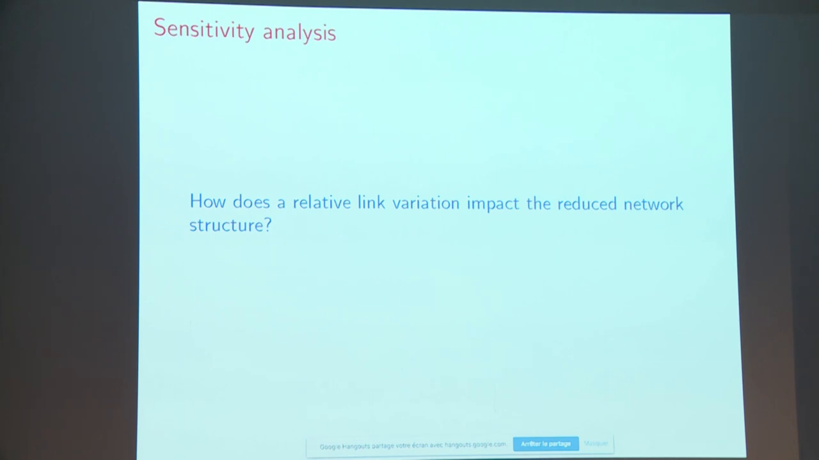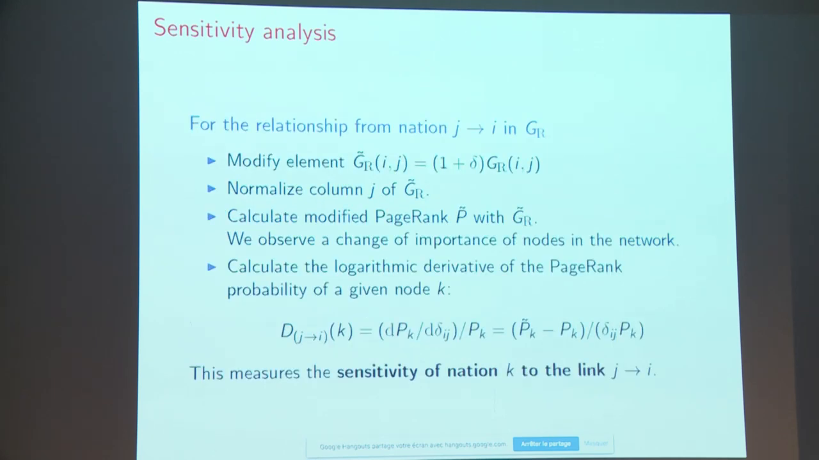So we have developed a sensitivity analysis on this reduced network and on the reduced Google matrix. From that, we look at what happens if there is a local change on a given relationship. For instance, I take the relationship between nation J going to nation I in the reduced network. This time I really look at GR. And I will modify with a slight variation the element of GR at location IJ. And I will renormalize again the column J to keep good properties for this new changed matrix. And I will calculate the modified PageRank value with this GR.